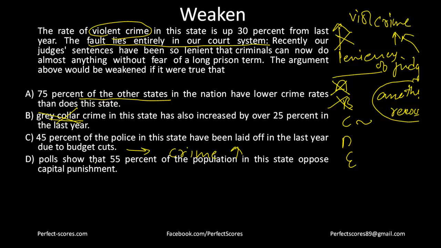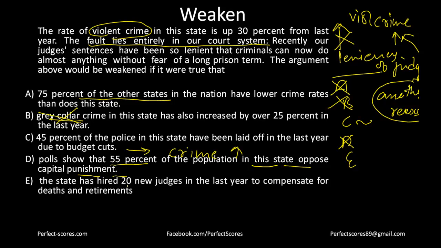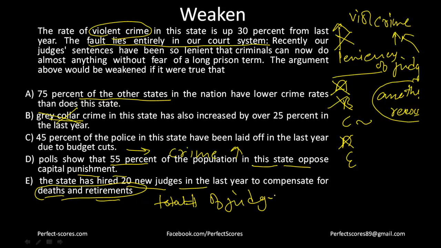D says polls show that 55% of the population oppose capital punishment. Now where does punishment come into this? It's not weakening the argument at all. E says the state has hired 20 new judges to compensate for deaths and retirements. Now if the hiring is to compensate for deaths and retirements, the total number of judges is still going to remain the same. Because if 20 judges have either died or retired, 20 new judges are coming, so the number of judges has nothing to do with the argument. The answer is going to be C.